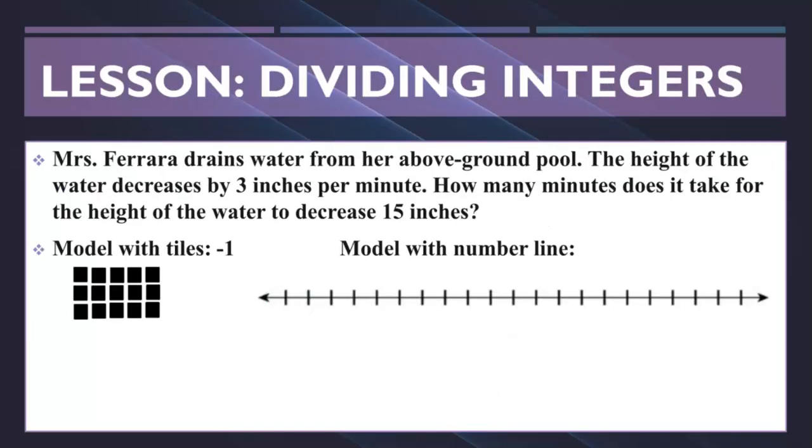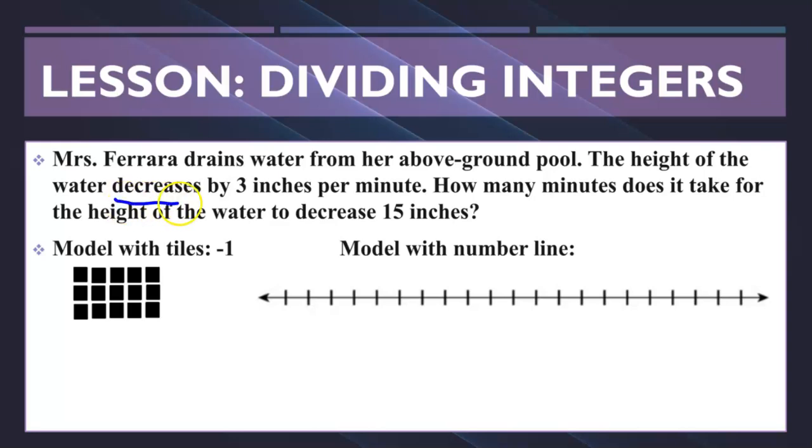So example 1, Mrs. Ferrara drains water from her above ground pool. The height of the water decreases by 3 inches per minute. How many minutes does it take for the height of the water to decrease 15 inches? Now you could use the pictures here with the number line or the model with tiles. I'm going to do it without it.